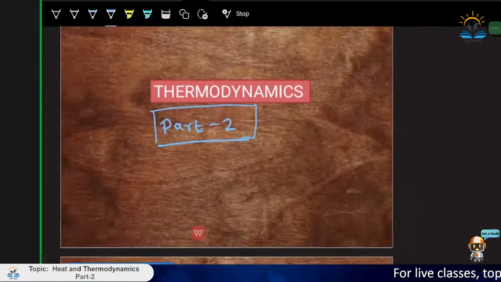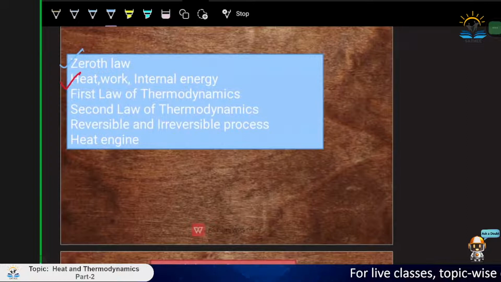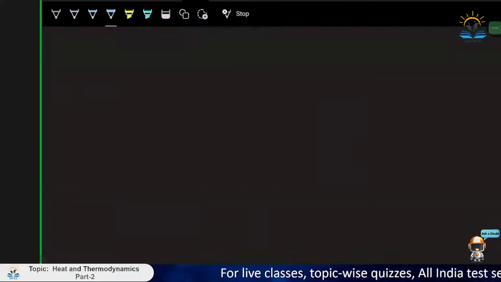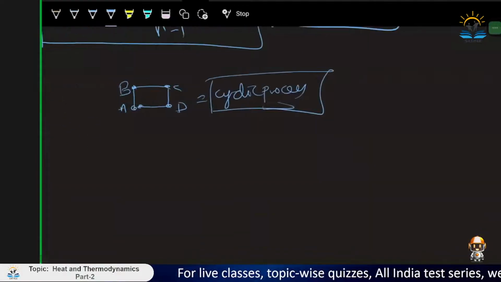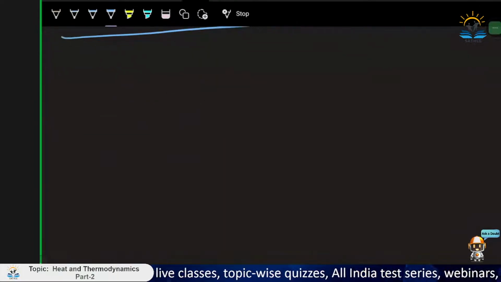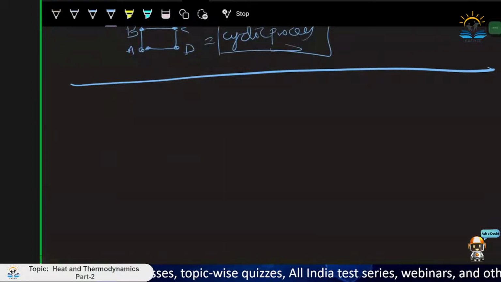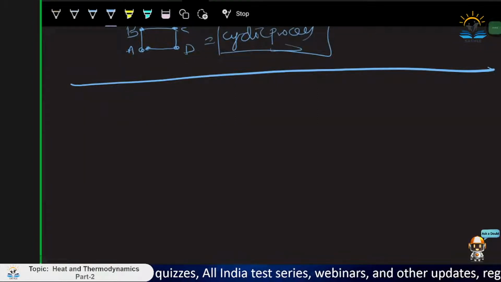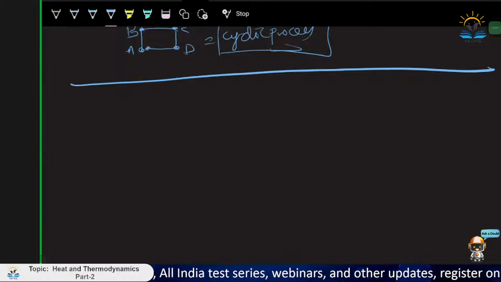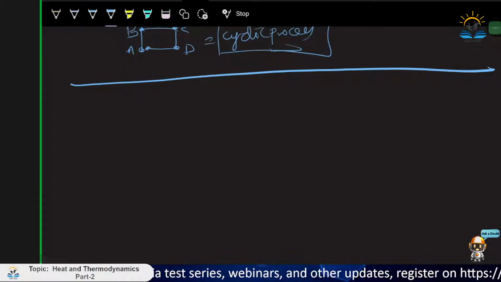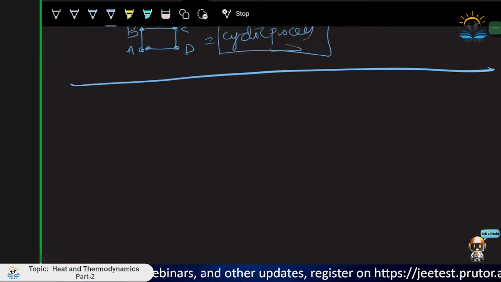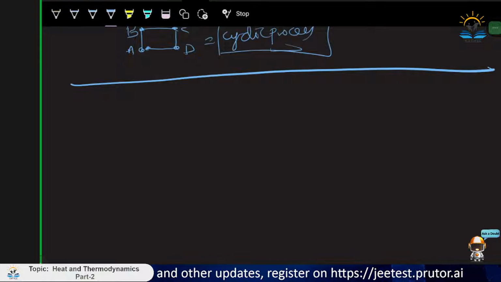So we completed thermodynamics: zeroth law, heat, work, internal energy, first law of thermodynamics. Now the second law of thermodynamics is remaining. We want to see what the second law of thermodynamics is. The heat engine is actually based on this second law of thermodynamics.